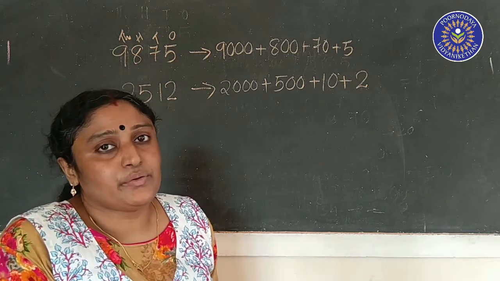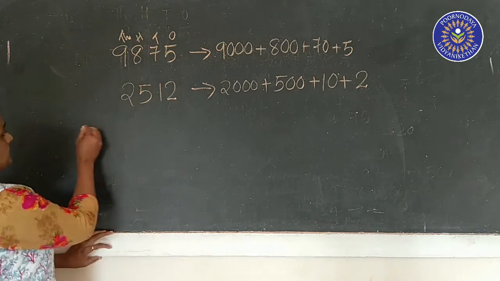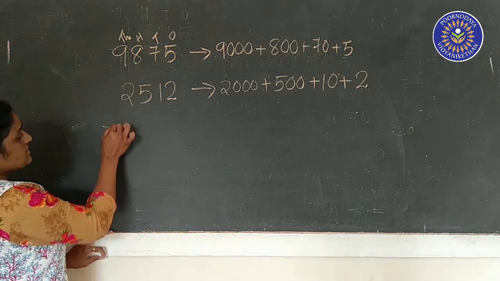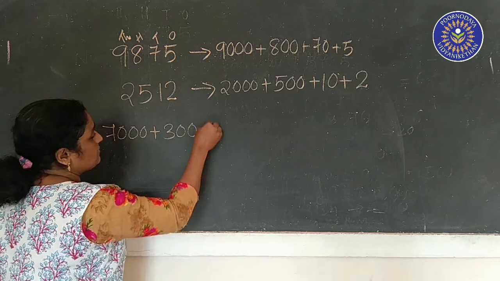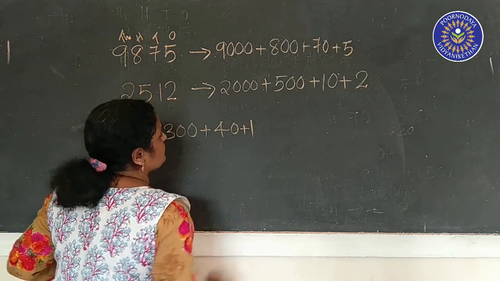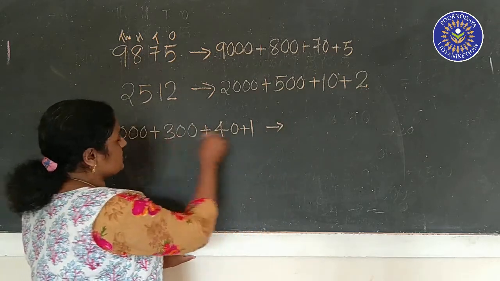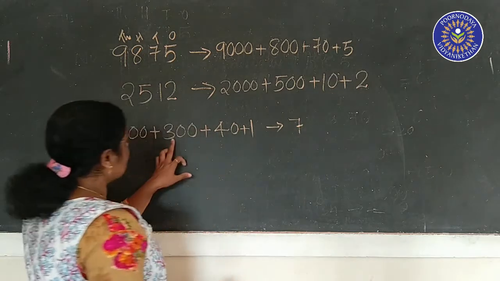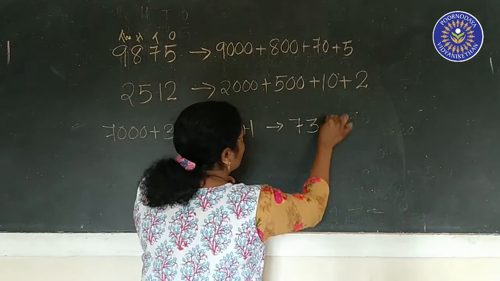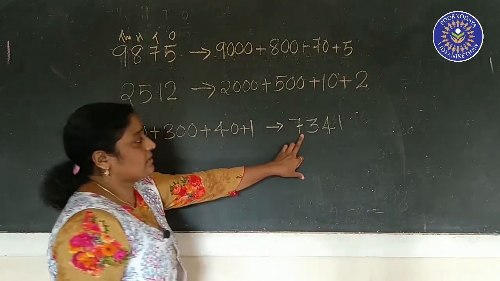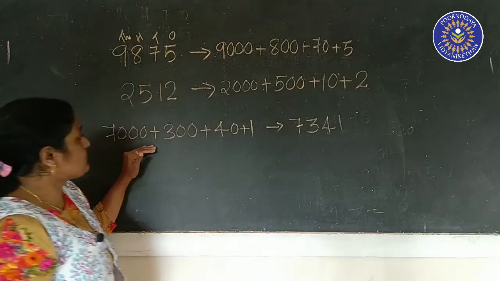Also, we have to learn how to write the short form of an expanded number. See the example. Given 7,000 plus 300 plus 40 plus 1. How will we write the number name? 7,000. So in thousands place there is 7. 300. In hundreds place there is 3. In tens place 4 and 1. 7,341. This is the short form of the expanded number.